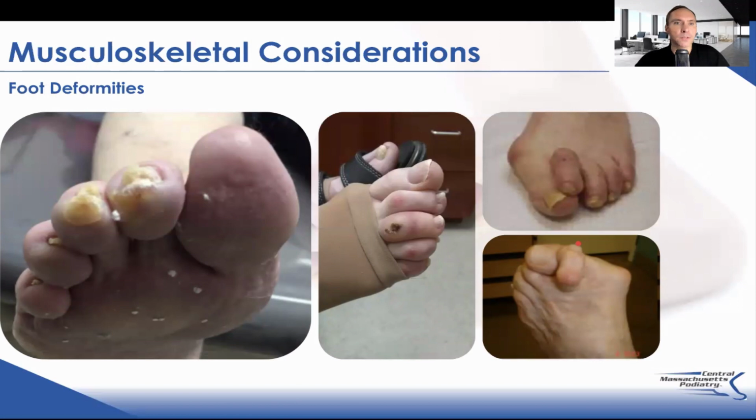Next, let's look at some musculoskeletal considerations for foot deformities. We showed a few of these pictures before, but these toes here are caused by hammer toes. This is caused by a hammer toe, another hammer toe, a bunion. All these foot problems, they don't need to be fixed unless they cause an ulcer or cause a problem. A lot of our patients just need proper shoe gear to not have these be a problem.